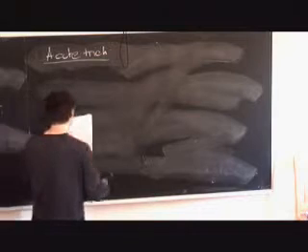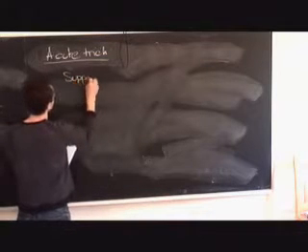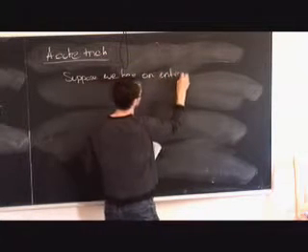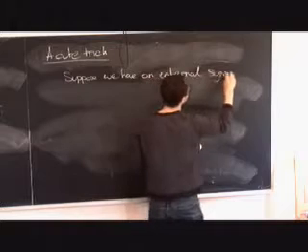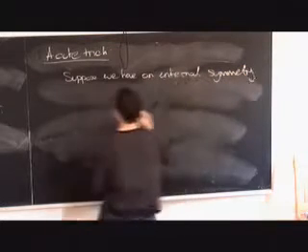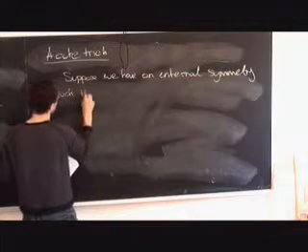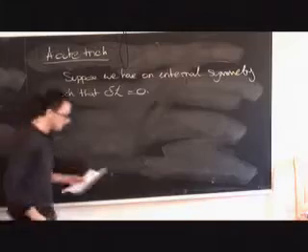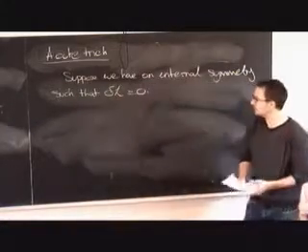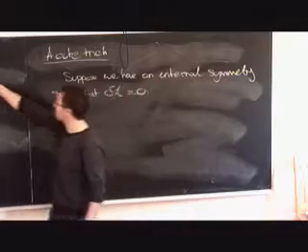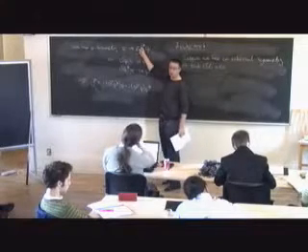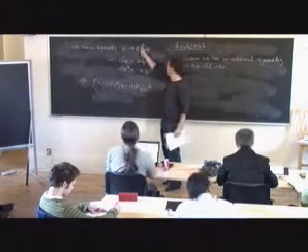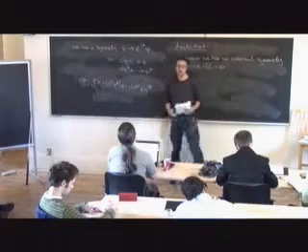So, a cute trick. Suppose we have an internal symmetry such that delta L is equal to 0. And there's going to be some parameter, or maybe a bunch of parameters, alpha, which are the constants which tell us how much we're implementing this symmetry. Just like here, they tell us how much we're rotating the phase of psi.